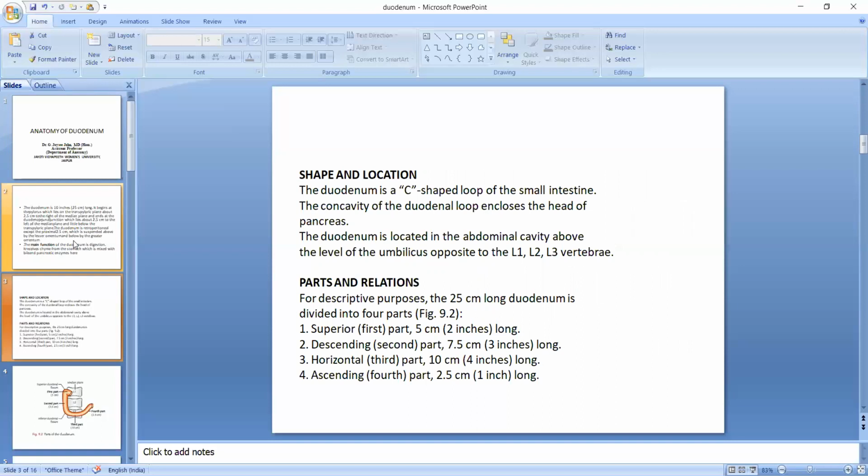Parts and relations: for descriptive purposes, we divide the 25 centimeter long duodenum into four parts: superior, descending, horizontal, and ascending, and the length of each part varies. The superior part is 5 centimeters long, the descending part 7.5 centimeters, the third part, the horizontal part, is 10 centimeters long, and the fourth part, the ascending part, is only 2.5 centimeters long.